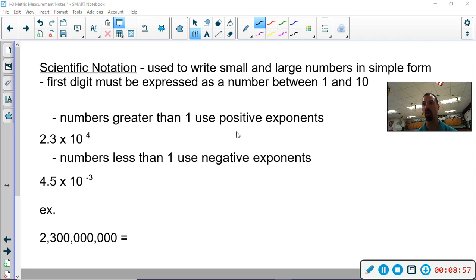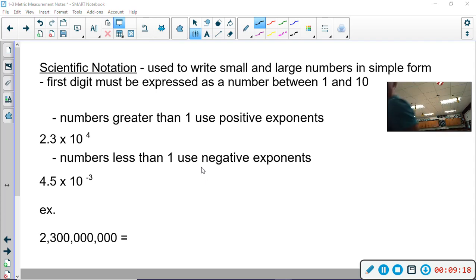Numbers greater than 1, you're going to use a positive exponent. So 2.3 times 10 to the 4 as an example. All right, we'll expand that out in a moment. Numbers less than 1, meaning a decimal, are going to use negative exponents. So 4.5 times 10 to the negative 3. All right, so I'll do a couple examples up on the board.